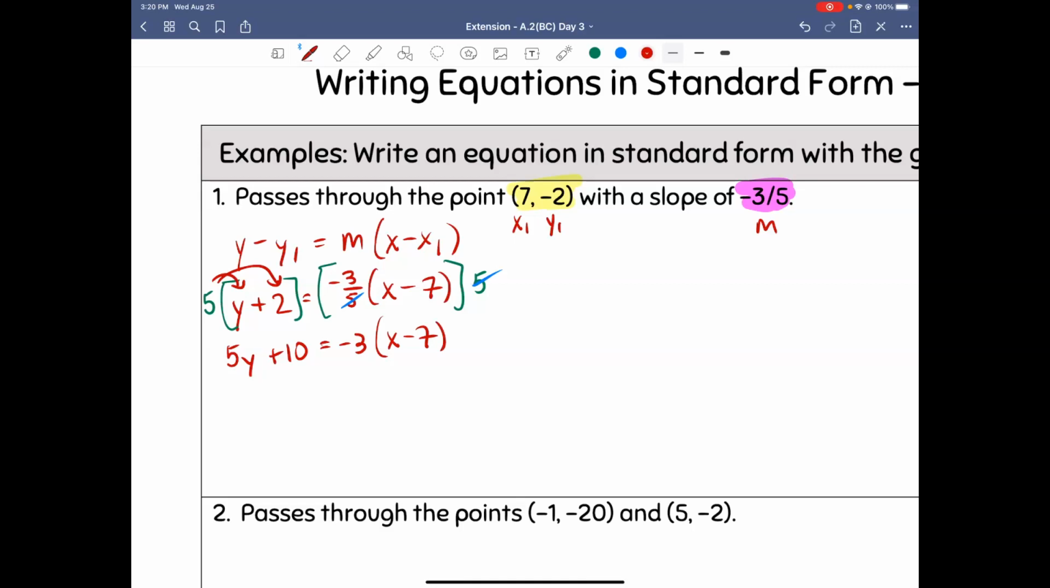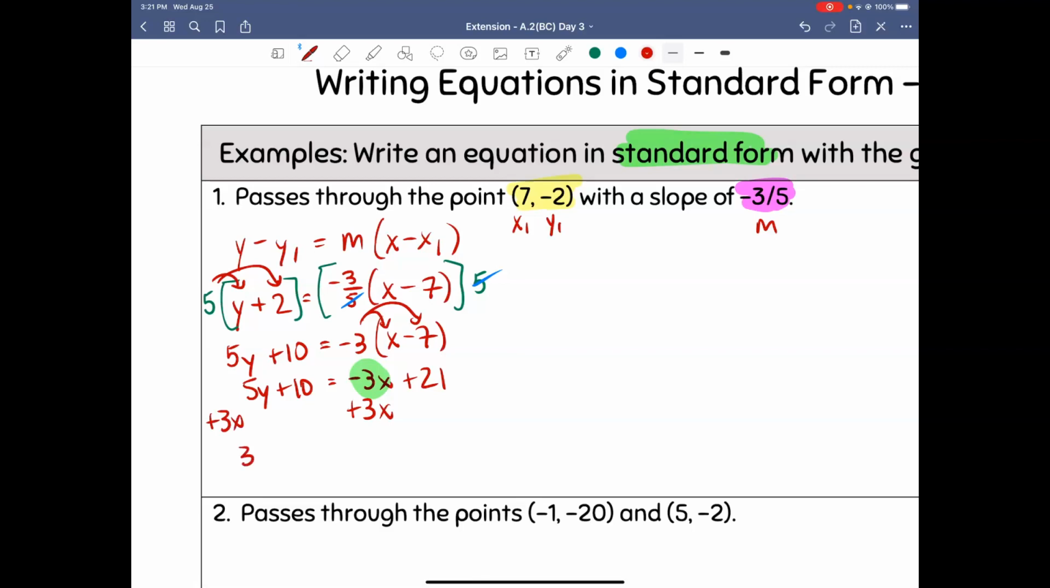Now, as always, when I see parentheses, I'm going to distribute, so my -3 will go into this parentheses and multiply, and that's going to give me -3x + 21, and then my 5y + 10 will just drop down to the next line. In order to finish this problem and get it into standard form, we know that we need all of the variables on the left side, and so that means that we will add 3x to both sides in order to get that on the left-hand side over here.